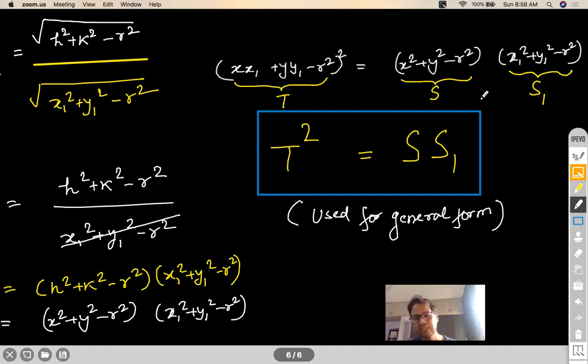Now, let us try to understand the nuances of this. This looks simple, but it is not easy. What, sir? Simple and easy? Yeah. Simple things may not be easy.